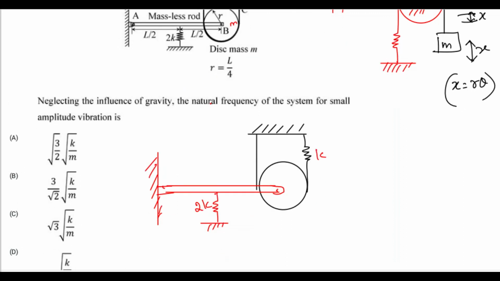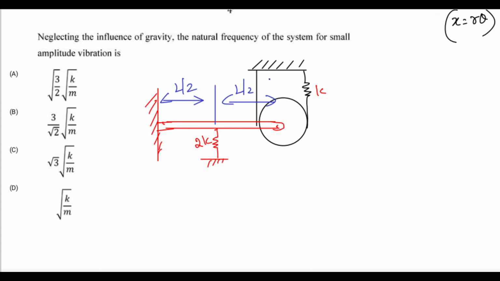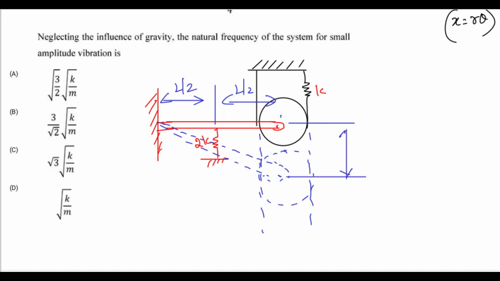So L by 2 is required. The distance is L by 2 and L by 2. Over here this is going to be L by 2 and this is going to be L by 2 up to this point. So radius is L by 4. Now we'll try to move this a little bit so that it goes like this. Let's assume the disc comes over here at this point now. The distance moved from this center point to this center point, let's assume this to be x.